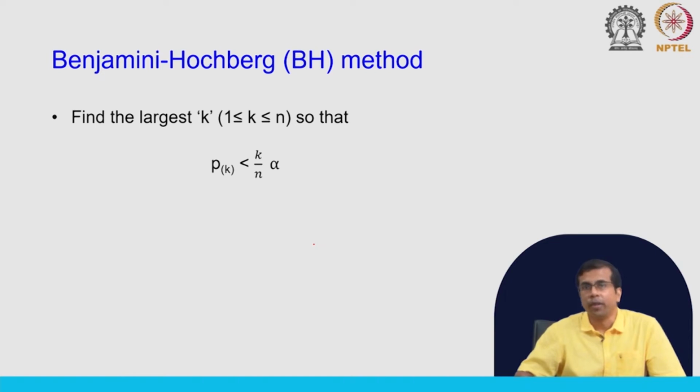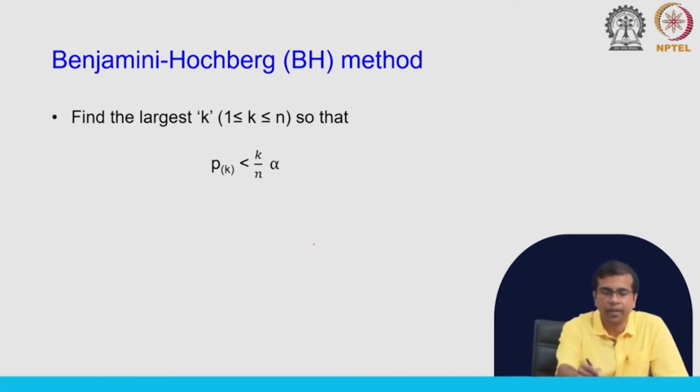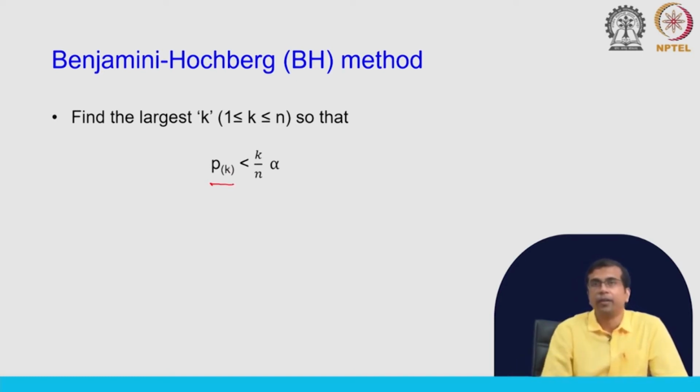So, what we do in the Benjamini-Hochberg method is we try to find the largest k, where k is between 1 and n, and n is the number of statistical tests that we are doing, such that p(k), the ordered p value, is smaller than k divided by n times alpha. Now, this alpha we can set, of course, to 0.05 and so on. So, what we are doing is comparing these ordered p values.